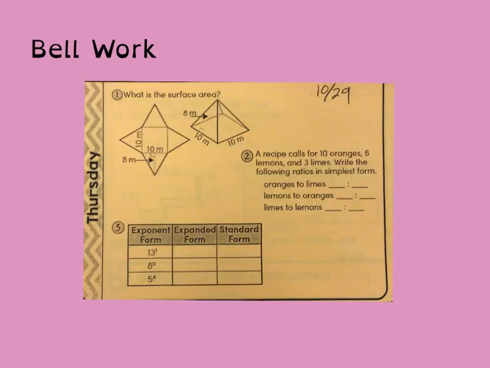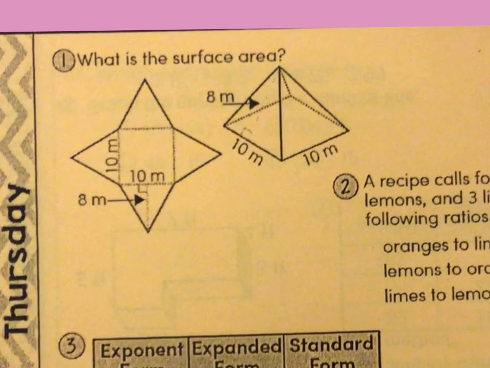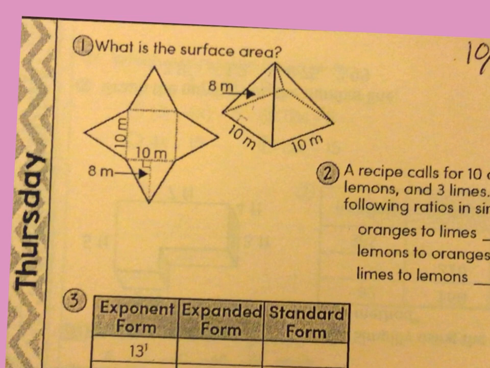To get warmed up today, let's look at our bell work. Our bell work today actually starts off with a surface area problem, but this shape is not a rectangular prism and it's not a triangular prism. This is called a square pyramid. The difference between a pyramid and a prism is the base. A prism has 2 bases. This guy only has 1 base right here.